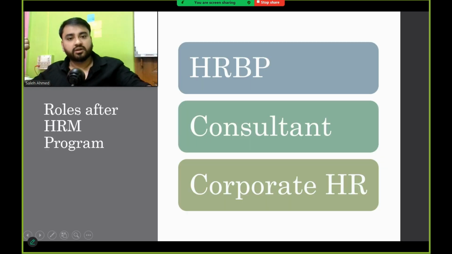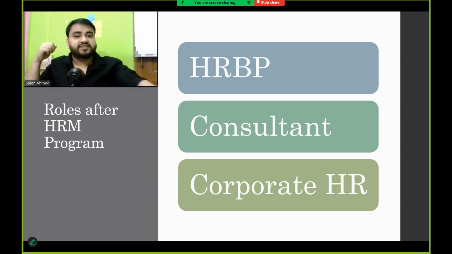So once you are done with your MBA in HR, majorly you will land into three category of job roles. The number one being HRBP, number two being an HR consultant, and third one being of corporate HR. So what is an HRBP? HRBP is basically the connecting link between the HR team and the employees.